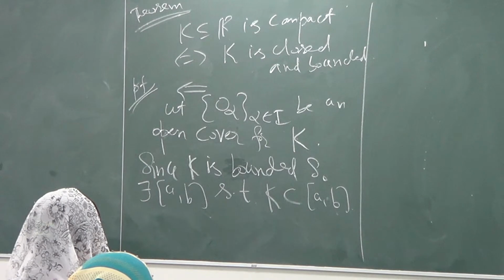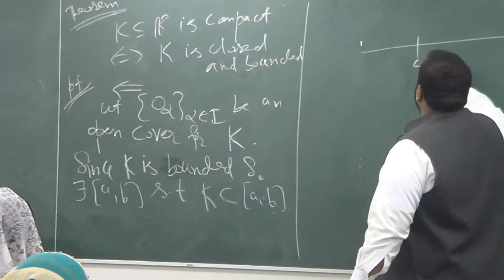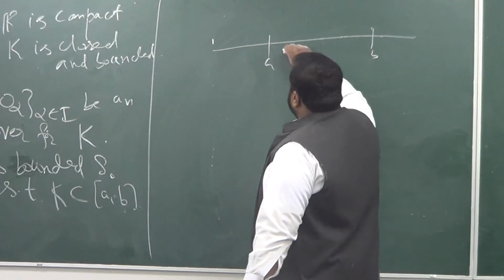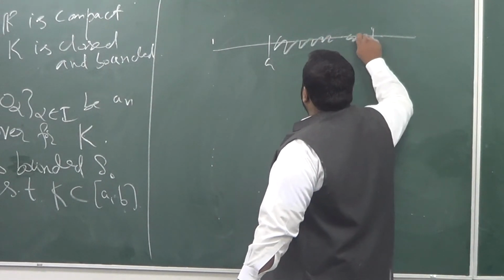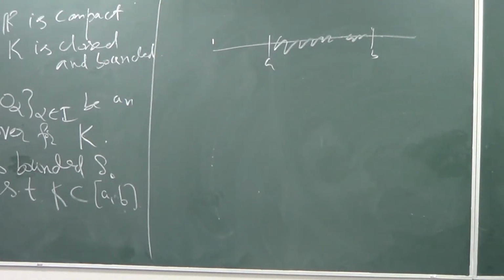Here's the thing. Here's a picture. So this is my A to B. And K is something here. I don't know how it looks like. It's not necessarily that K must be an interval, it could be a union of intervals, could be any crazy thing. It could be a finite set actually. So you know that. It could be a closed and bounded set.